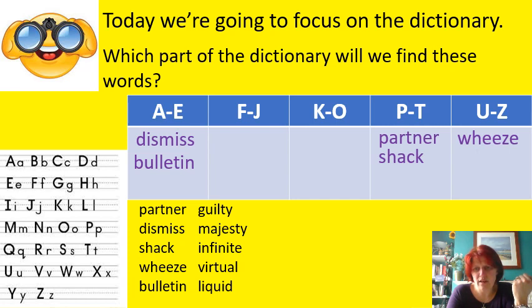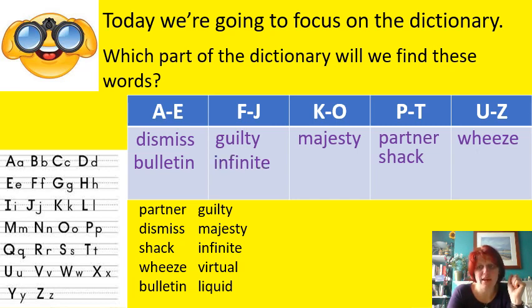Guilty. G for guilty. I can see it here. F, there's my section. F, G, H, I, J. It's in that second section. So I'm not going to be looking right at the beginning of the dictionary, but I am going to be looking in the first half of the dictionary, aren't I? For guilty. For majesty. Majesty is right in the middle. There's an M there, right in the middle of the dictionary. Infinite. F, G, H, I, J. It's in that section there. It's not in the middle, but it's not at the beginning. It's in between.